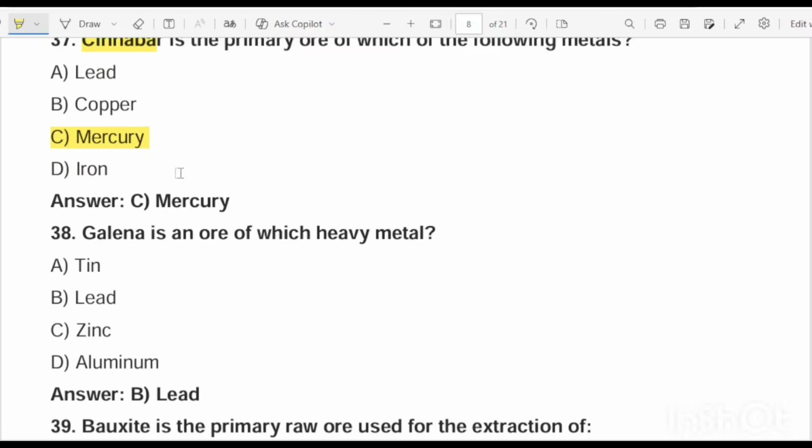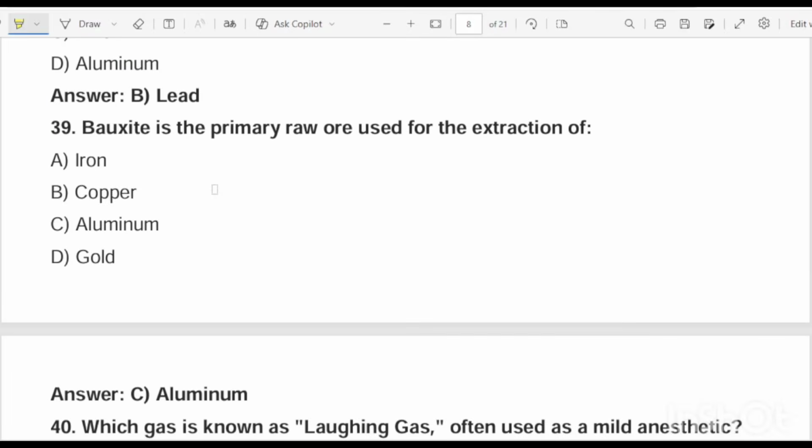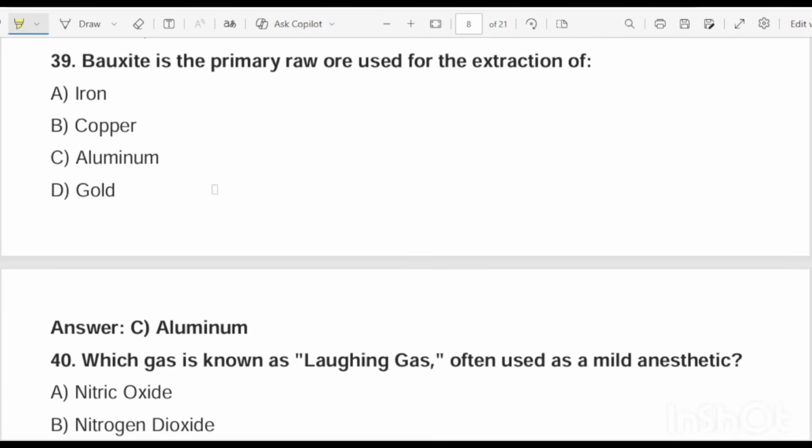Option C, mercury. Next question. Galena is an ore of which heavy metal? Correct option, option B, lead. Next question. Bauxite is the primary raw ore used for the extraction of? Correct option, option C, aluminium.